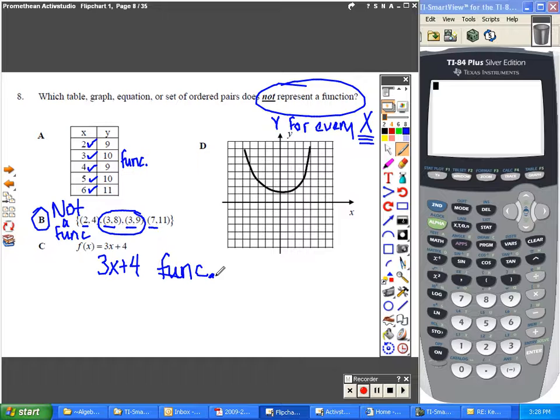The last one is letter D. And if I look at letter D, I normally would use the vertical line test because it's actually on a graph. No matter where I put a vertical line on this graph, it only hits the graph once. So, because of that, this is indeed a function. So the only one that is not a function is letter B.